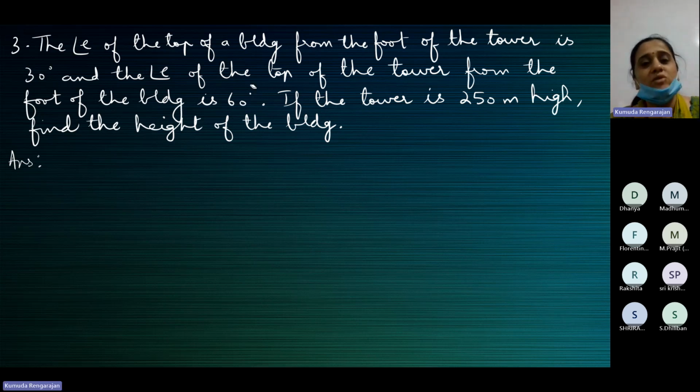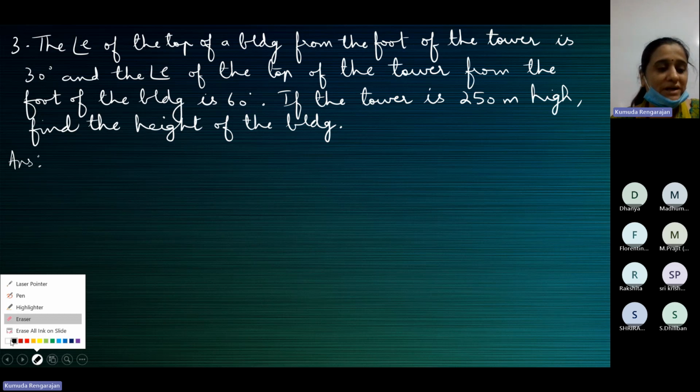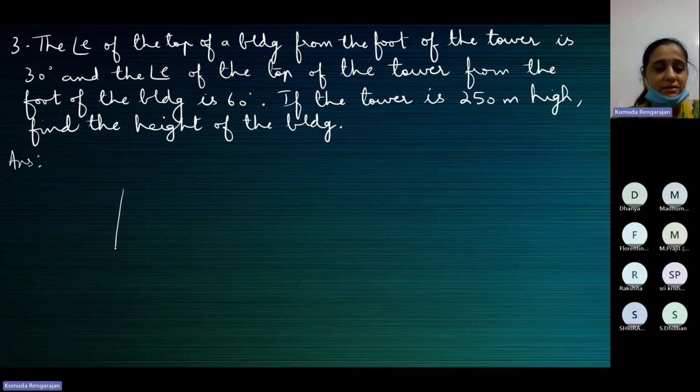So you can make out the tower is taller because the elevation of the top of the tower from the foot of the building is 60 degrees. The elevation of the tower is more. So the tower is taller than the building.